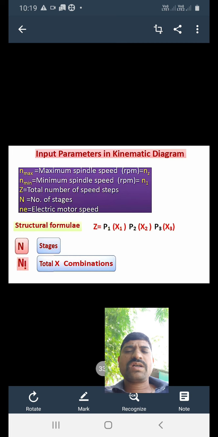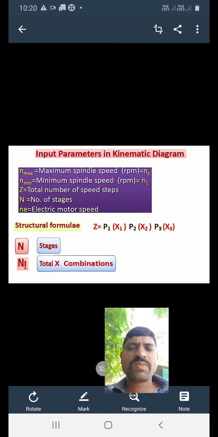Today we'll stop here. All of you getting it? You should try to draw this. If you have any doubt, then you can send it to my personal number. Today we'll stop here. Thank you.